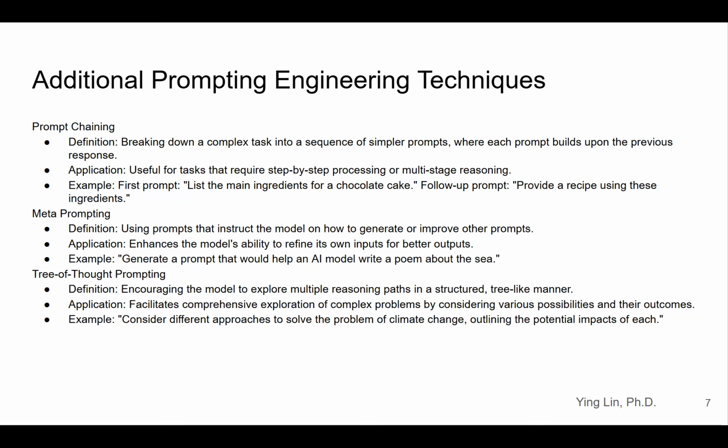So each technique enhances AI's ability to process information effectively and generate high-quality outputs. To summarize, prompt chaining structures complex tasks into step-by-step prompts for accuracy. Meta prompting enables AI to generate and refine better prompts, optimizing performance. Tree of thought prompting promotes multi-path reasoning and improves problem-solving depth. Applying these techniques helps AI models become more effective, logical, and adaptable.